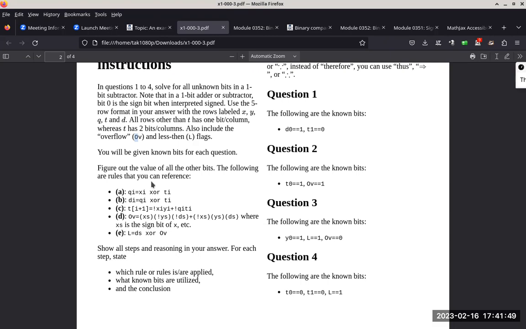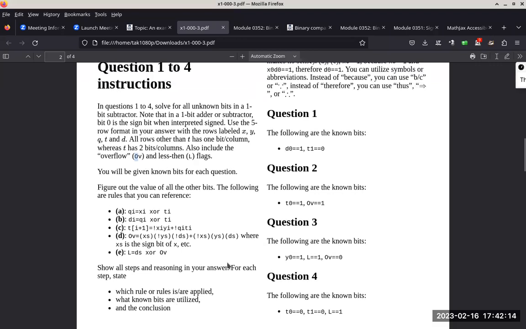Is that okay so far? So I'm giving you the basic blocks already. Show all steps and reasoning in your answer. For each step, state, I'm trying to do my best to explain what I'm expecting, which rule or rules are applied, what known bits are utilized, and what your conclusion is. So you have to show me all the steps.